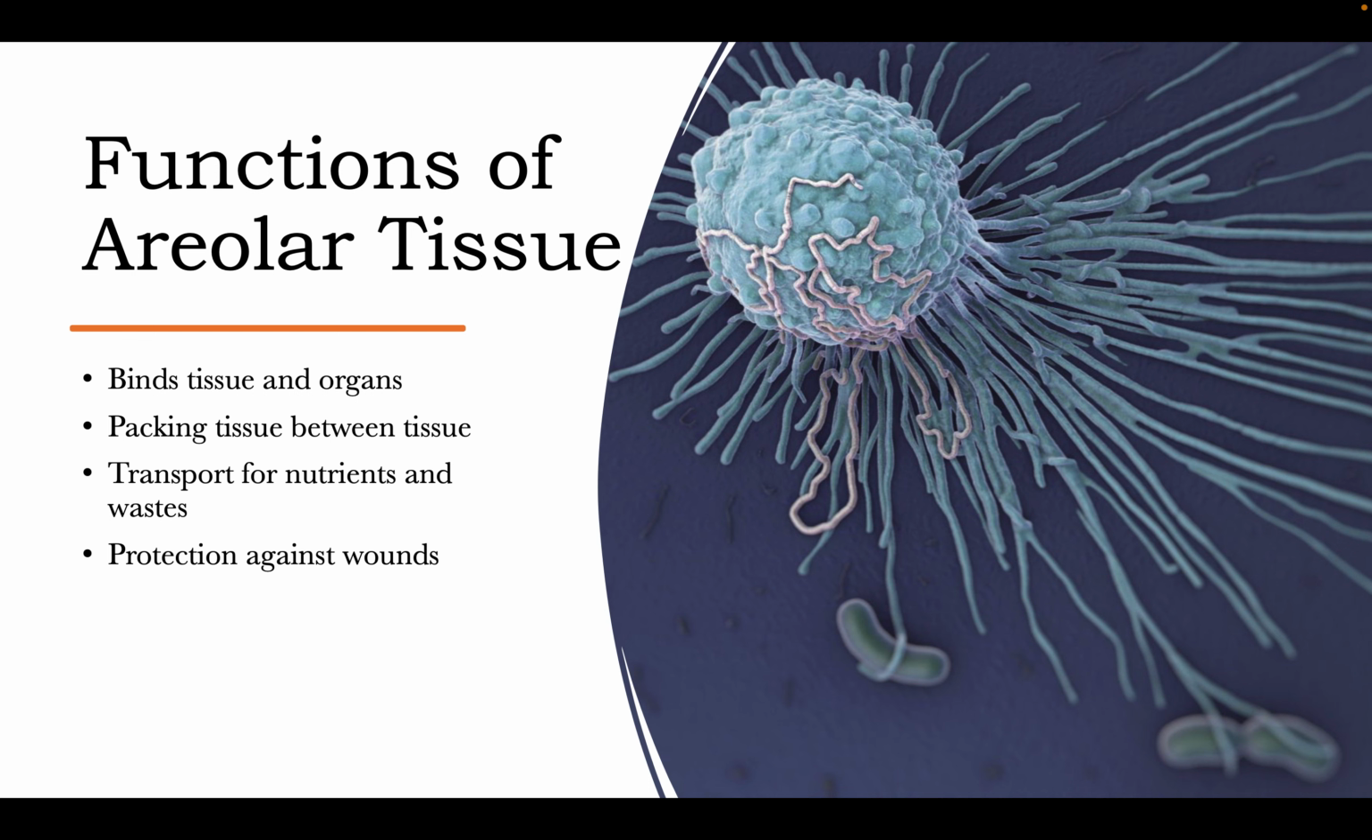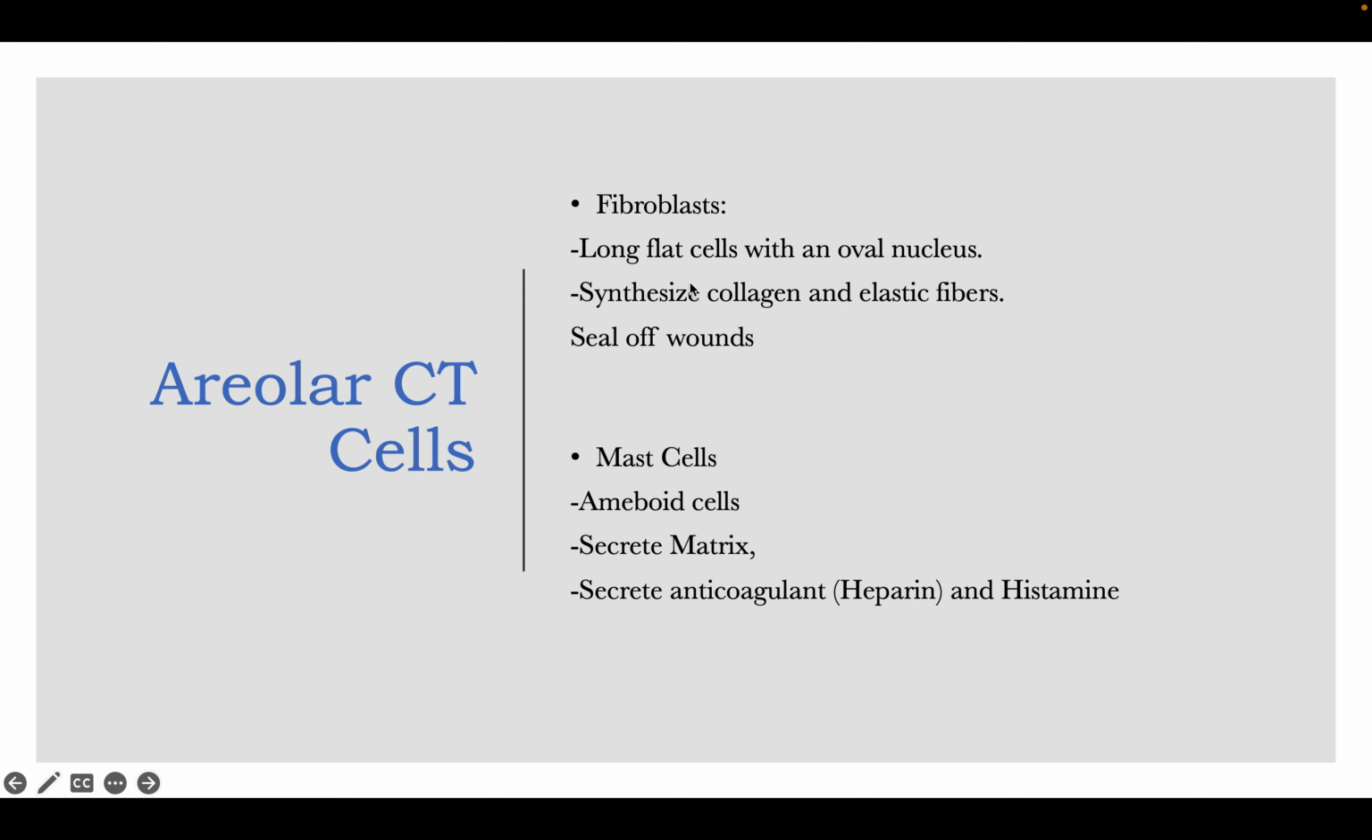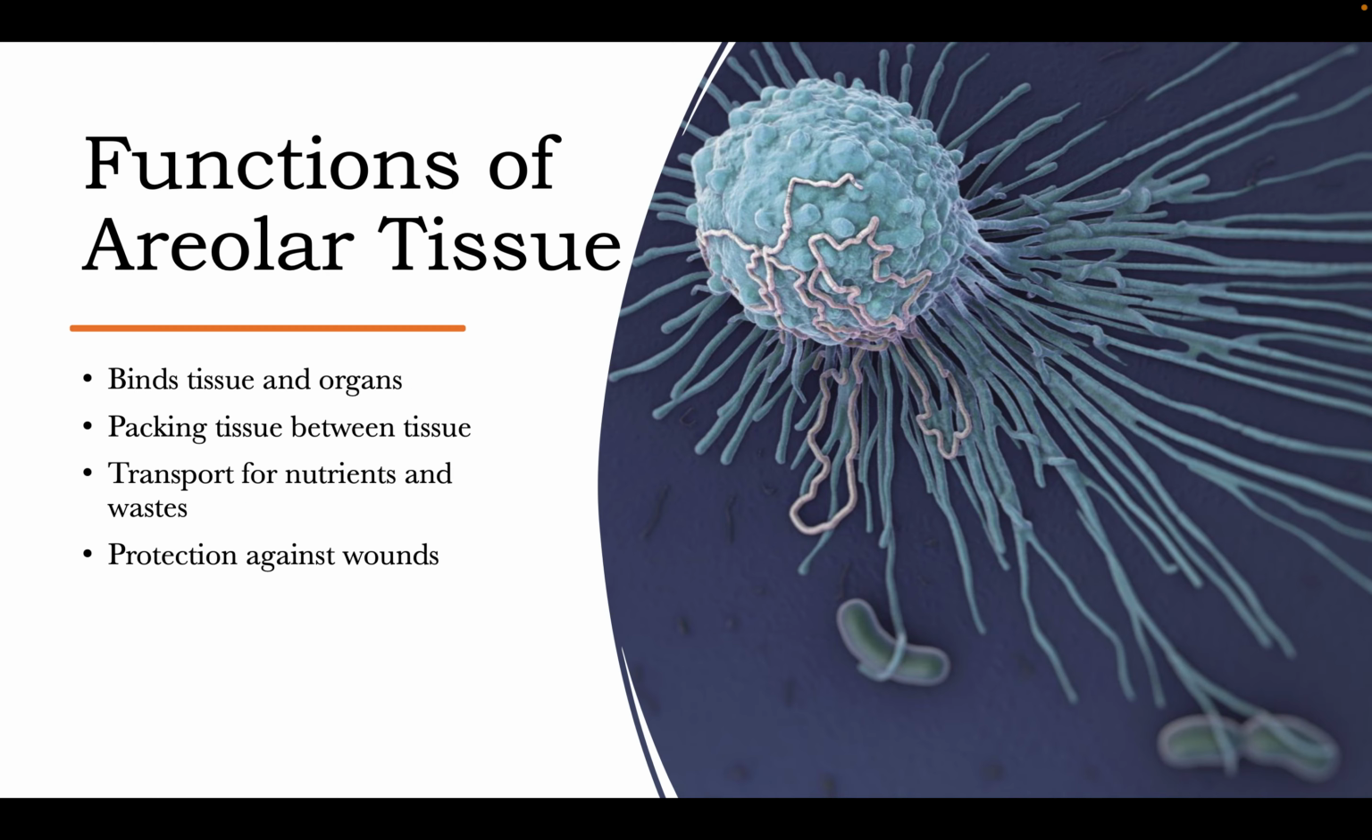They provide tissues with strength, they resist strain and displacement, but they also protect the body against infections. Why? Because of the macrophages that we talked about, the macrophages and the mast cells here. They have that purpose of fighting against invaders. Awesome.